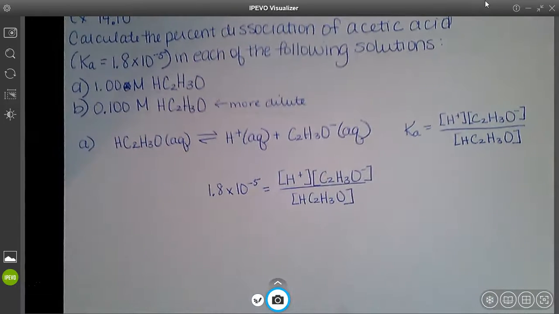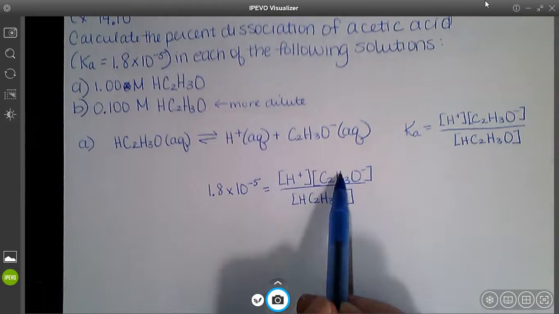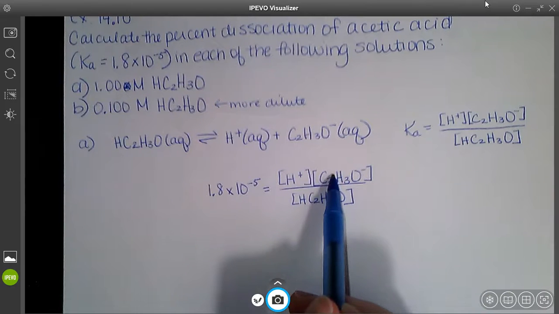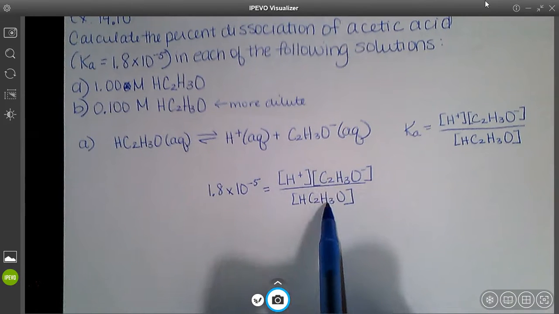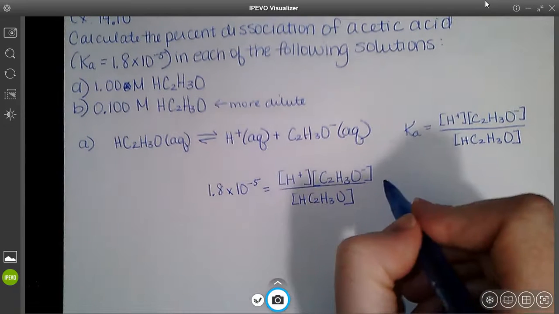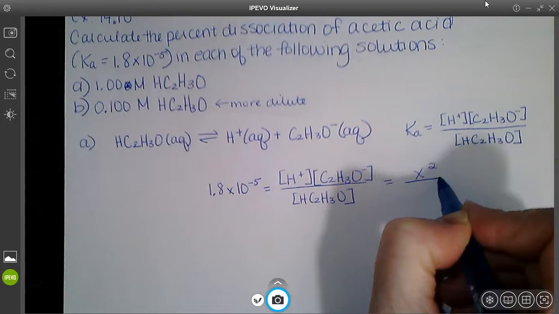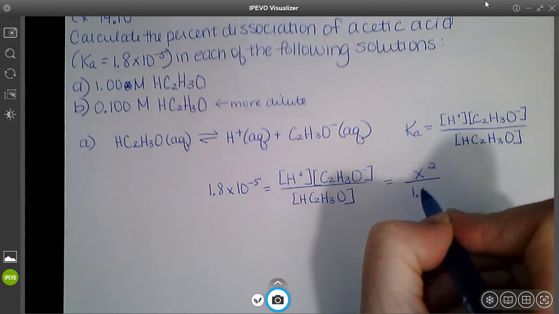Now, you could do your ICE charts and everything. I'm going to skip a few steps now since we've done this quite a few times. We know that this is going to be X, this is going to be X because I have one of each of these. And I know that because it's a weak acid, this is basically going to be its initial concentration. So this is going to be X squared over 1.00.